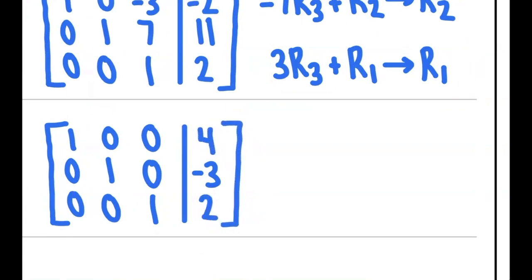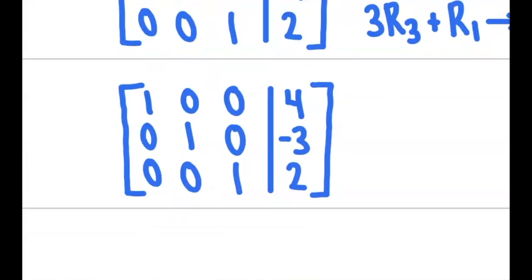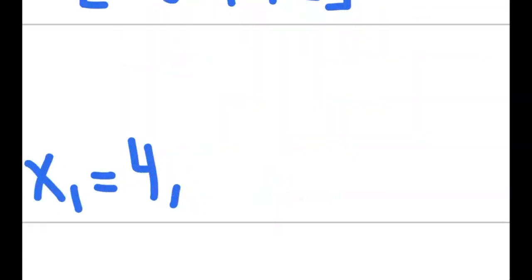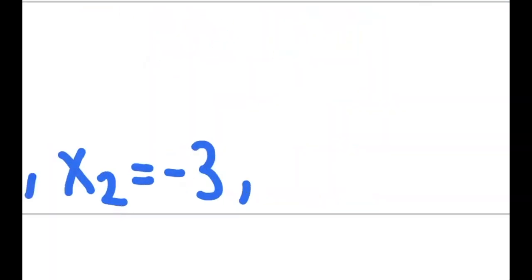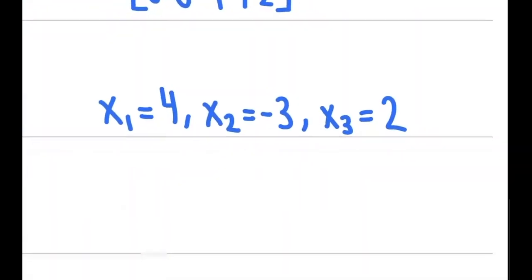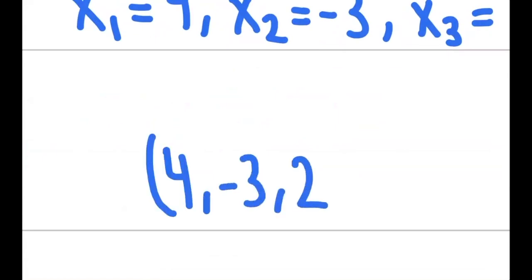Would you look at that? We have our solution. This is the hardest part, looking at it at the end. If you just look at it, you'll see that this first row is telling you that x1 is 4, x2 right here is -3, and x3 is 2. So x1 is 4, x2 is -3, and x3 is 2. And you can write this as an ordered triple. You can say 4, comma, -3, comma, 2.